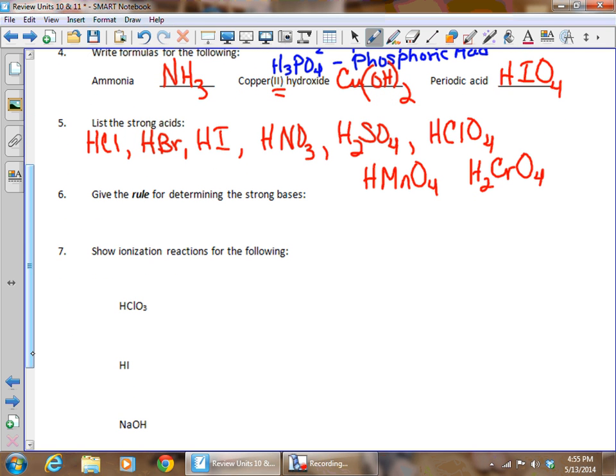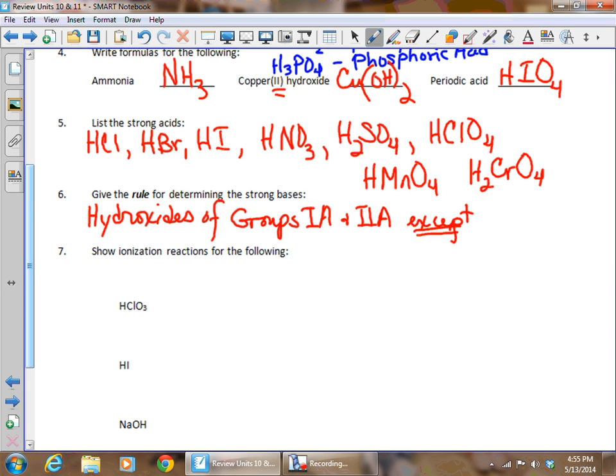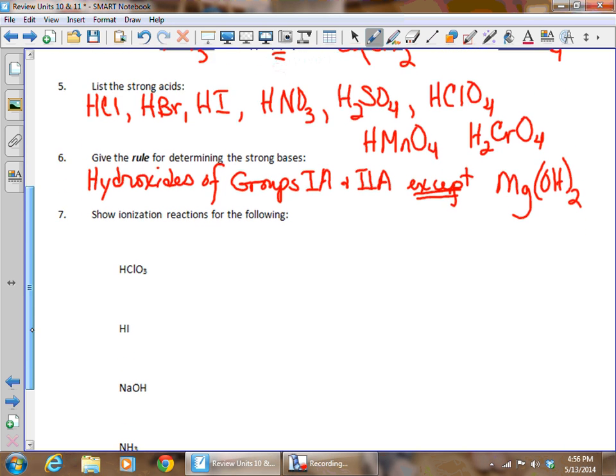As far as the strong bases, remember the rule is the strong bases are hydroxides of groups 1A and 2A, except for, and hopefully remembered, magnesium. Magnesium hydroxide is insoluble, therefore it doesn't produce virtually any hydroxides. Maybe a few, but not much. So there's your rule for the strong bases.